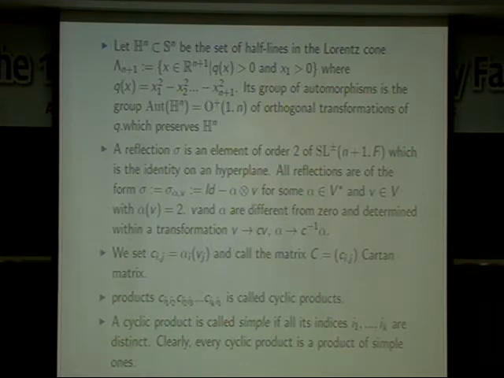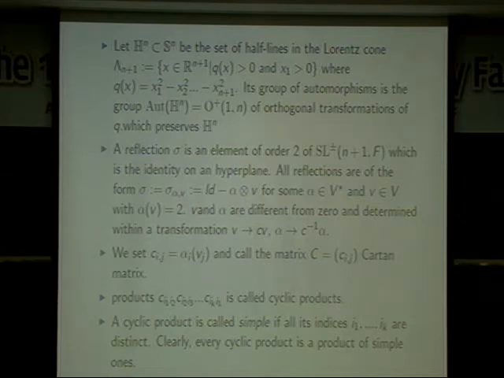Reflection. A reflection sigma is an element of order 2 of SL plus minus n plus 1 F, which is the identity on a hyperplane. So reflection can be defined on any vector space or any field. All reflections are of the form identity minus alpha tensor b, for some alpha a linear functional and b in the vector space, with alpha of b equal to 2. And b and alpha are different from 0 and determined up to transformation by scalars.